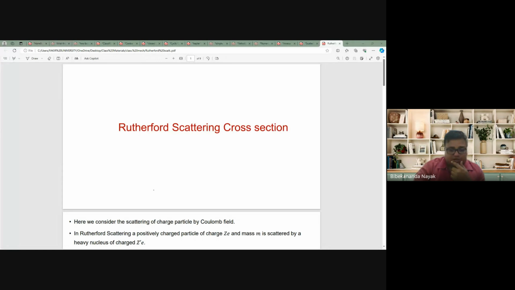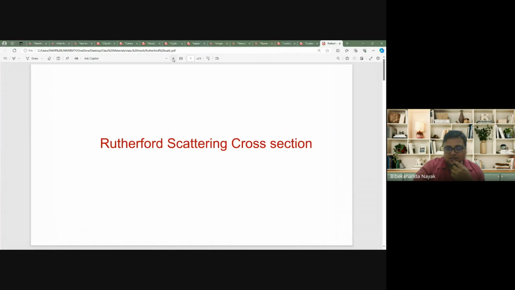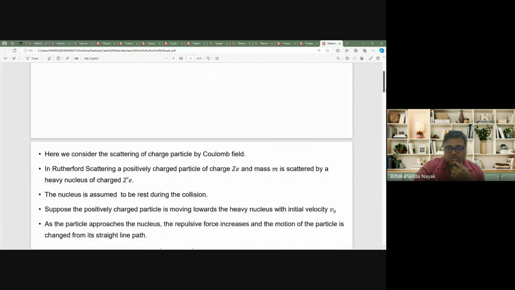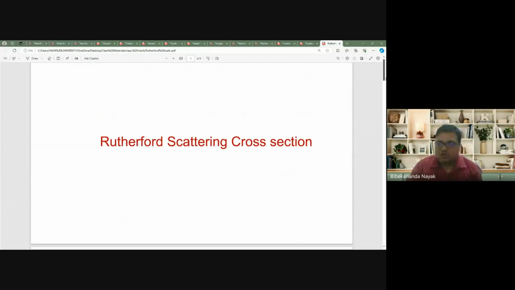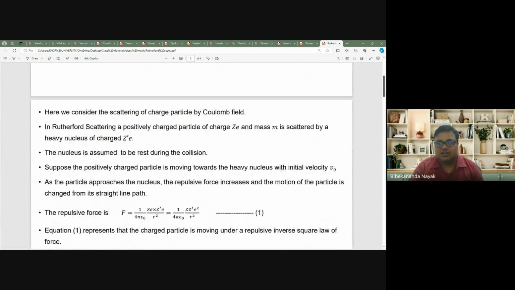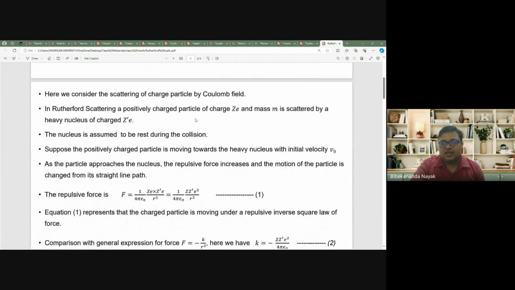Okay, so these are the terms. Now we go to the exact problem: the Rutherford scattering cross section. It is slightly difficult to calculate, but now come to this, it will be easier for you. In Rutherford scattering, the Coulomb field scatters the particle, with the nucleus at the center.